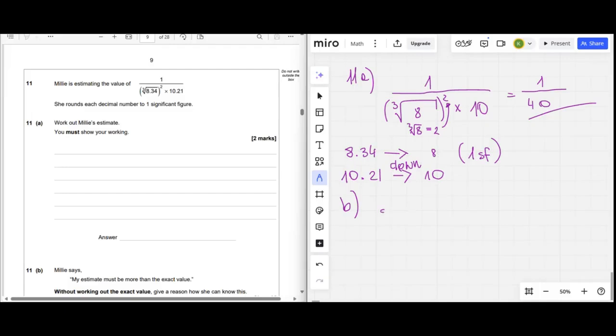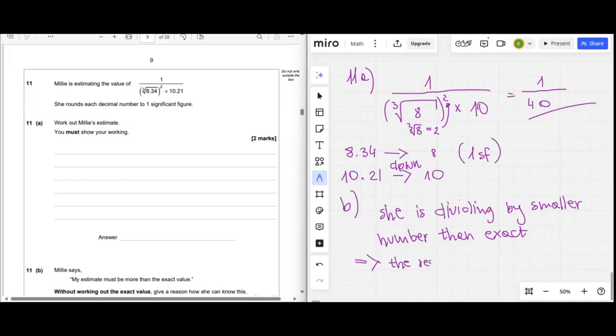So in total, she is dividing by a smaller number than exact. Can you see that? Yes. So the result is then bigger.